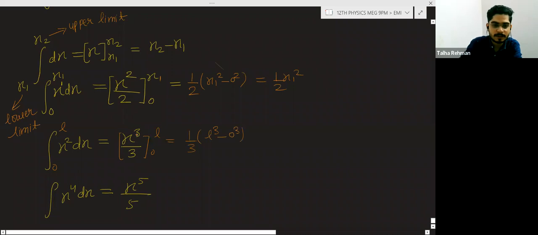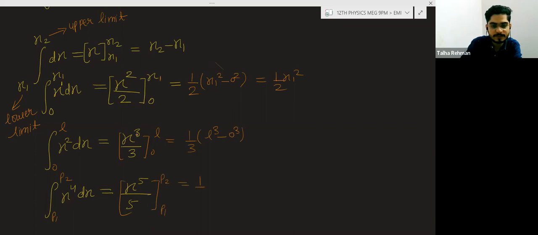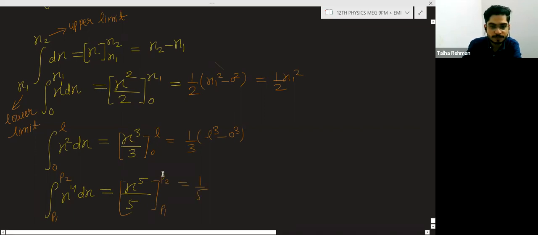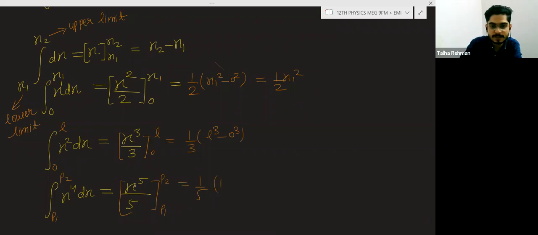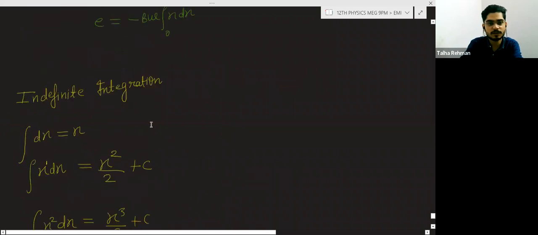Suppose your limit is from P1 to P2. So you will write here the limit P1 to P2. So this will become 1 by 5. Now you will put this P2 in this function, in this x to the power 5. So this will become P2 to the power 5 minus P1 to the power 5. Okay. So this is the definite integration now.